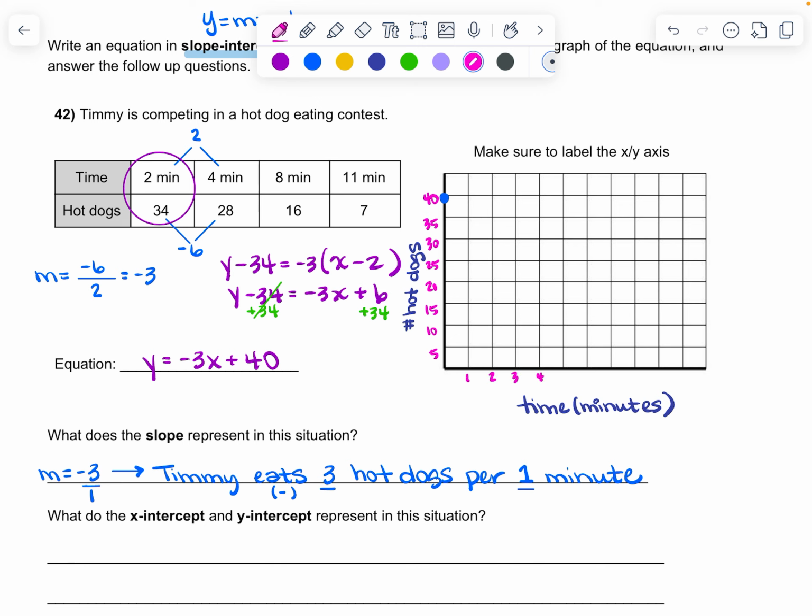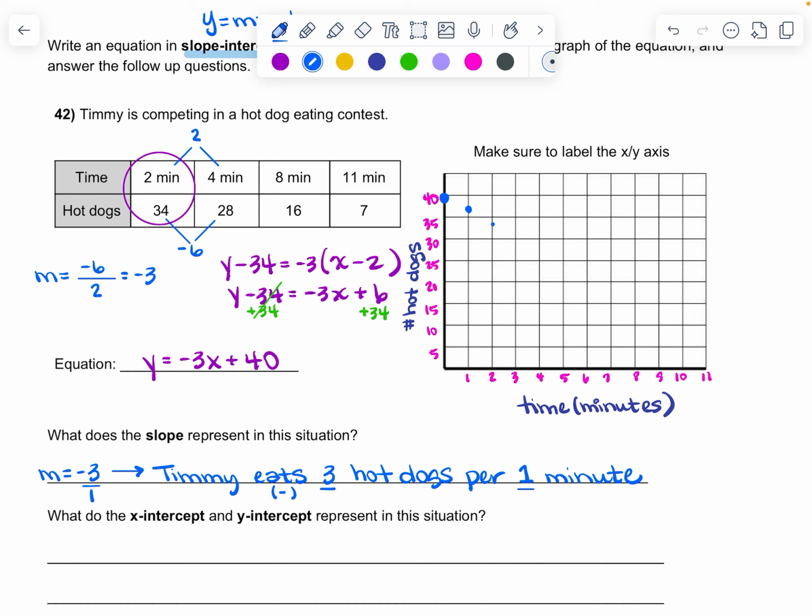Right, so let's see. 1, 2. I'm just going to go by ones down here. Okay. So if I'm going down 3 hot dogs every minute, I know this is not going to be awesome because I'm going by fives, but that's okay. We'll live. So I'm going to go down 3, so like 30. I'm going to go down to 37-ish in this first minute.